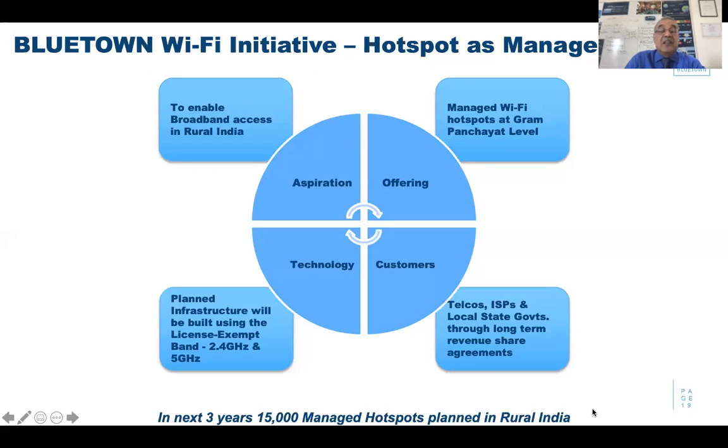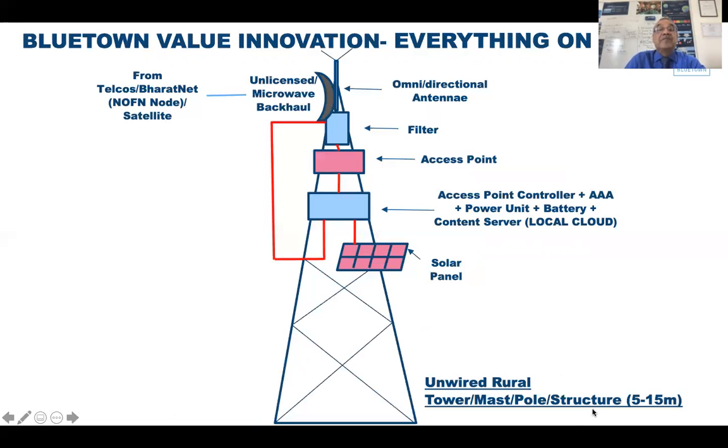Planned infrastructure will be built using license-exempt bands, that is 2.4, and now 5 gigahertz as well. In the next 3 years, we have planned to go to 15,000 managed hotspots in rural India. Already we have done about 5,000 of them in the previous 2 years. And this shows it all, whatever I have told. I call it everything on tower, EOT actually. This is our value innovation.